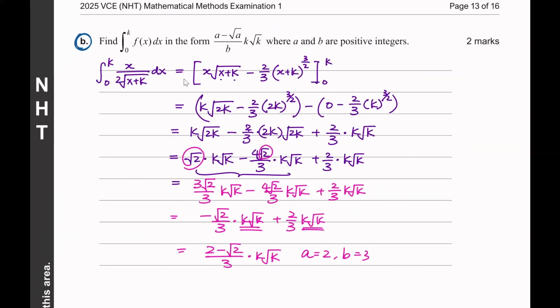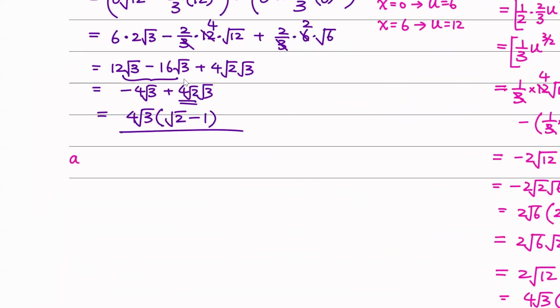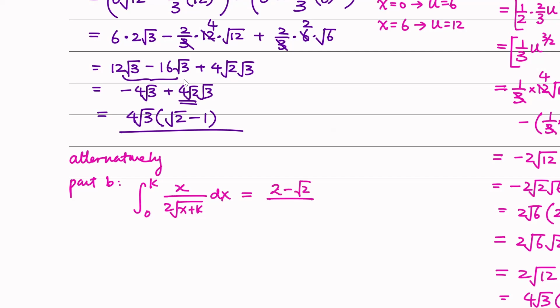And just as I explained, if you did part B first, here is another alternative method. Alternatively, from part B, we see that the integral from 0 to k of x divided by 2 root x plus k dx equals 2 minus the square root of 2, divided by 3, times k times square root of k, for k belonging to R plus.